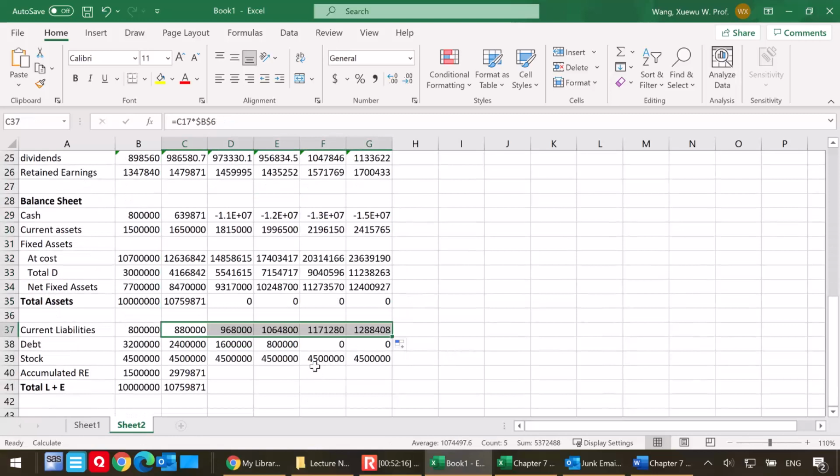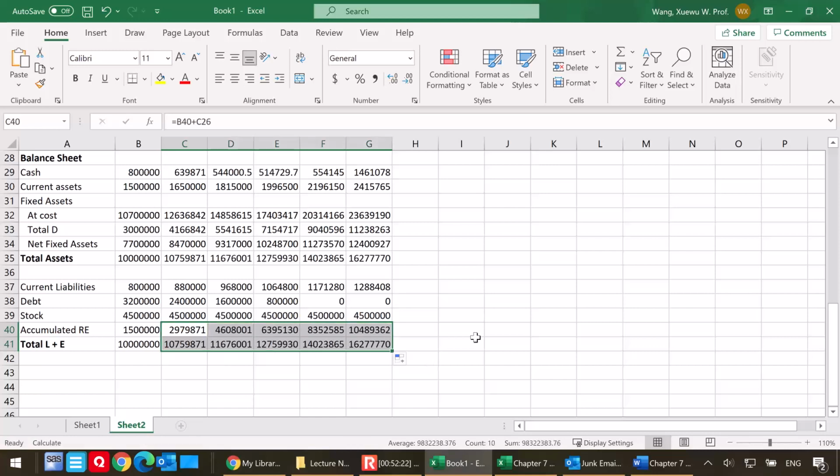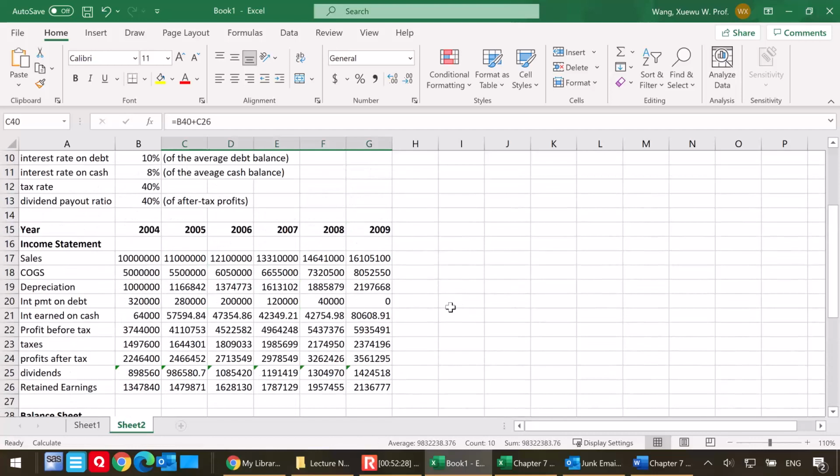And the numbers are not making any sense because certain numbers are missing. And so I'm going to copy this across. Okay, so everything is now back up and running. All right. So we have just finished solving this financial planning model.